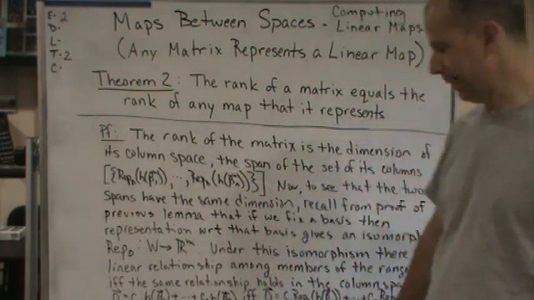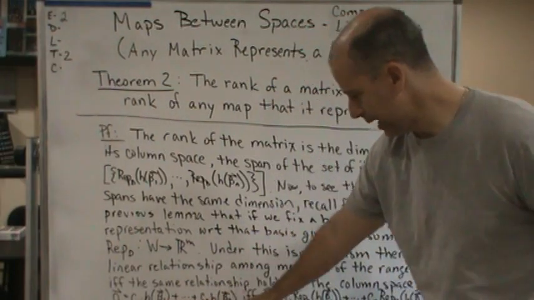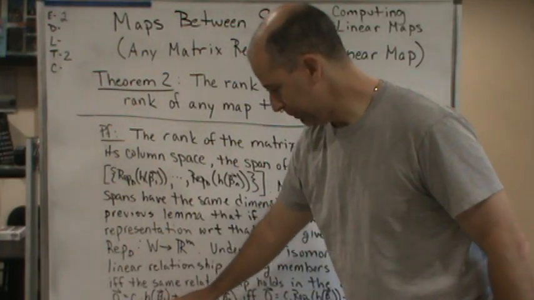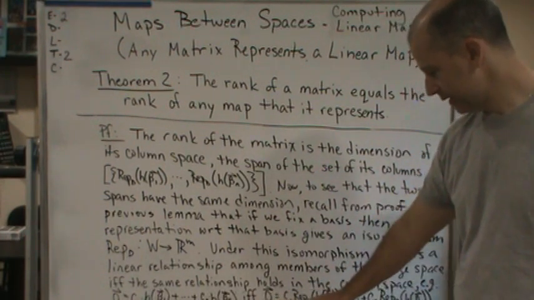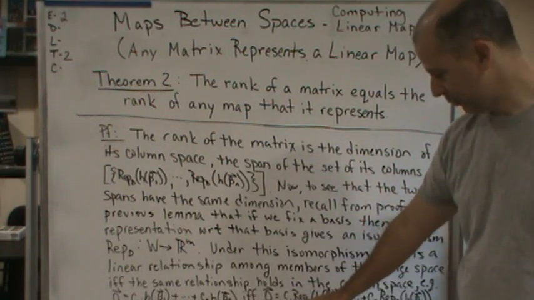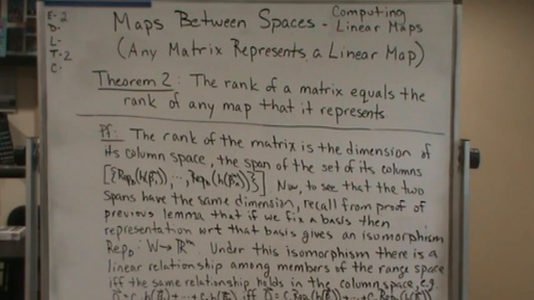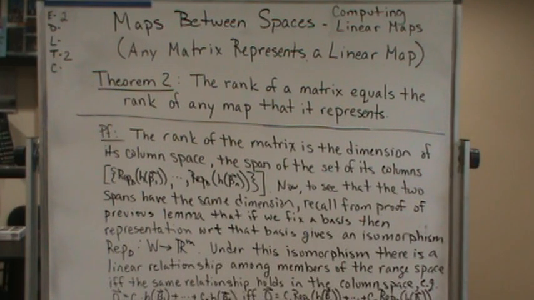So if you remember that, under this isomorphism, there is a linear relationship among the members of the range space if and only if the same relationship holds in the column space. For example, the zero vector is equal to this linear combination of the h of betas, the mapping of the beta vectors from basis B, if and only if the zero vector is equal to the linear combination of the representatives with respect to D of h of beta sub 1 through h of beta sub n. So these two equal the zero vector.